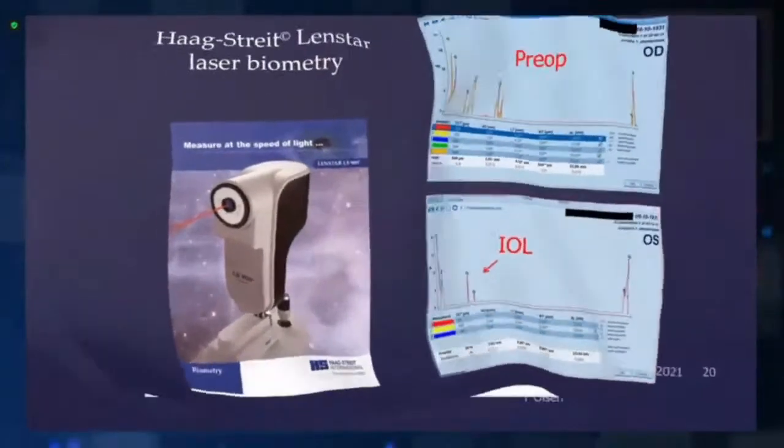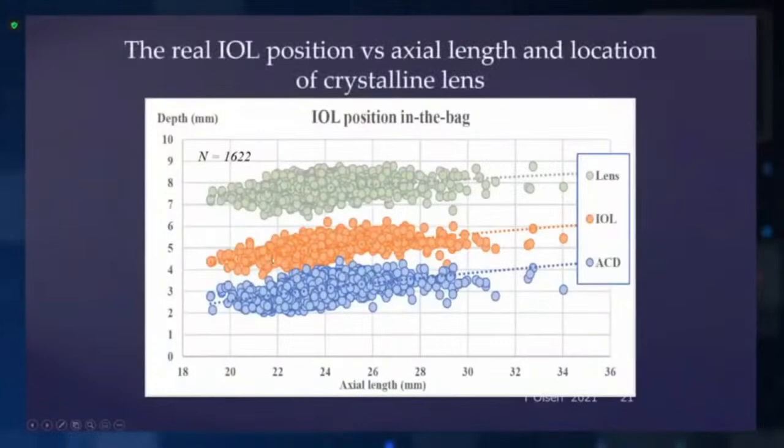But if you measure it, you get the location of the IOL as the orange dots, the anterior capsule, that's the blue dots, and the green dots, that's the posterior capsule. So here you can see it's right in the center, maybe more anterior than posterior. And if you plot it according to the axial length, you see there's some relationship with the axial length.